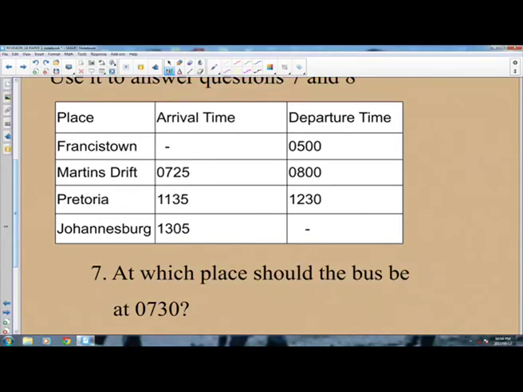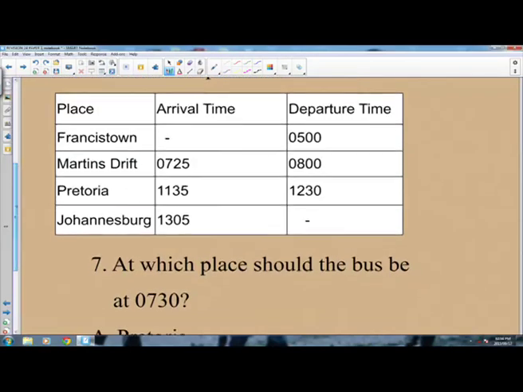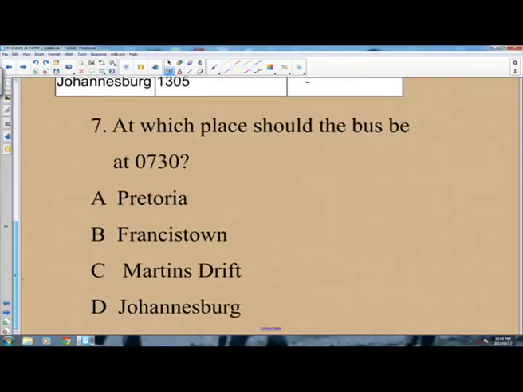At 5 o'clock, the bus is leaving Francistown, and then at 7:25, the bus is arriving in Martinsdrift, and then it's going to leave Martinsdrift at 0800. So it means at 7:30, this bus should be at Martinsdrift. So we'll have to check. Do we have Martinsdrift in our alternatives? A, Pretoria; B, Francistown; C, Martinsdrift; and then D, Johannesburg. The answer to this is C. All that you need to do is to interpret the table. Read the table and then understand it. Then you use it to answer the questions. That's how you answer questions of this kind.